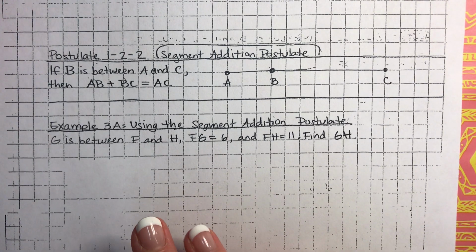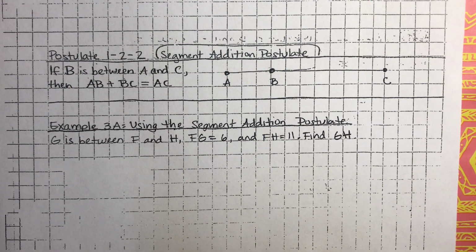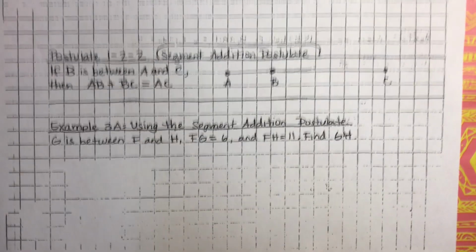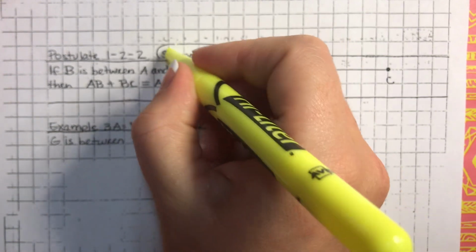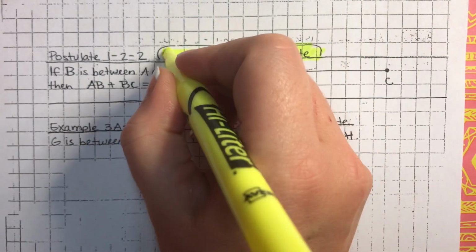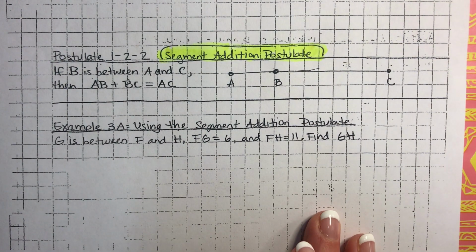All right, welcome back. We are going to talk about example 3, but first, we have to talk about the segment addition postulate. Now, this is a really super important postulate. You're going to use it the entire year, and this needs to go on a note card or a flashcard immediately, and you need to memorize this. You need to know this one by the back of the hand. It's not going anywhere. It's not going away.